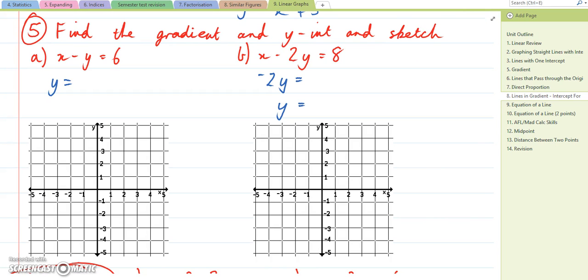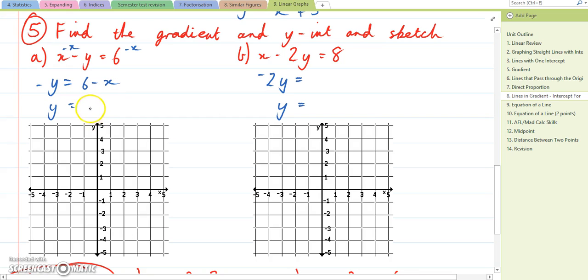So question 5 here, find the gradient and y-intercept and sketch. So you do need to rearrange these so that they are in the form y equals to find the gradient. So in this case we could subtract x from both sides here, giving us negative y equals 6 minus x, but we really need it in y equals, and to move that negative across it's like multiplying by negative 1, and that's every term. So we end up with negative 6 plus x, remembering that there's a little 1 here. So the gradient is 1 for this equation, and the y-intercept is negative 6.